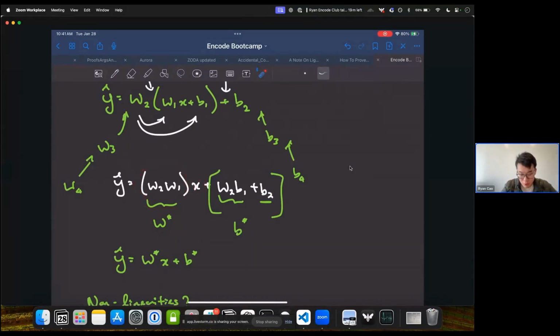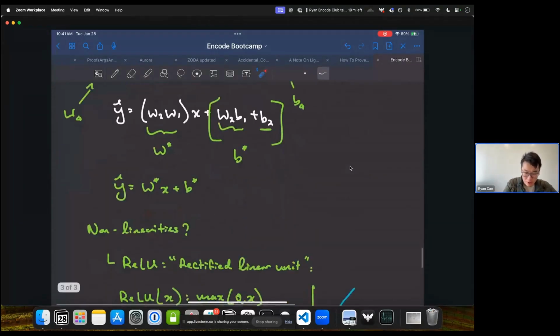And so unfortunately, no matter how many W's you add, they all get accumulated in here, and then we just have W star. At the end of the day, our model is just this, which is bad. This is not what we want. We want a very complicated model, and this is a very simple linear model. So that is fundamentally why nonlinearities are important. Okay, cool. Any other questions?